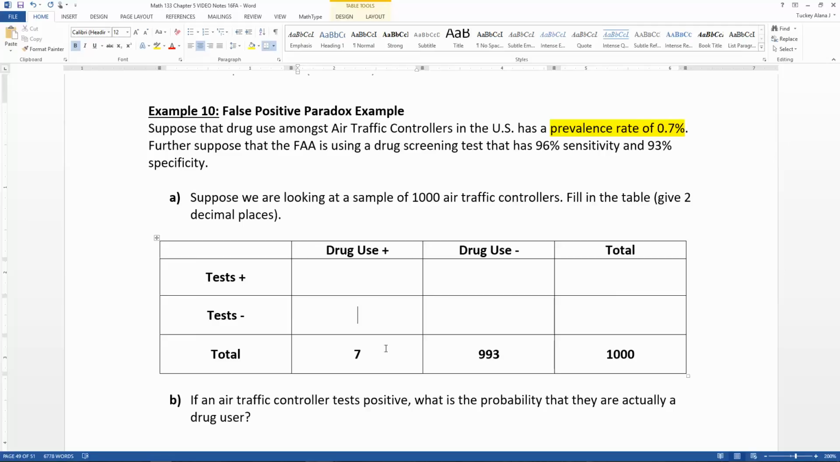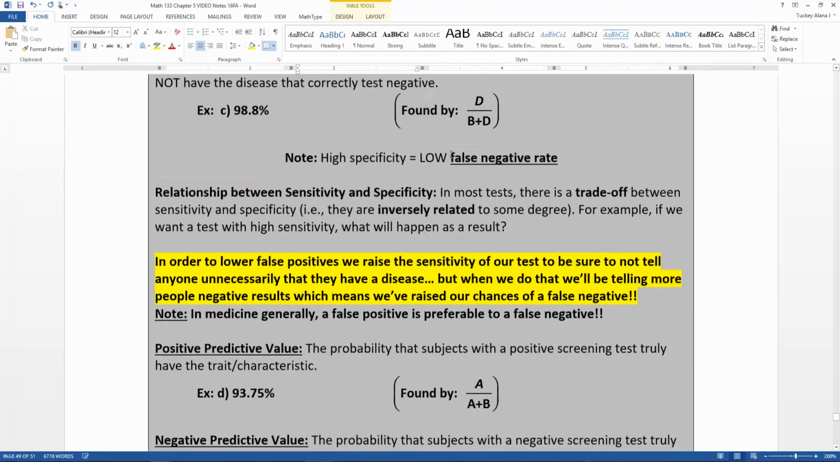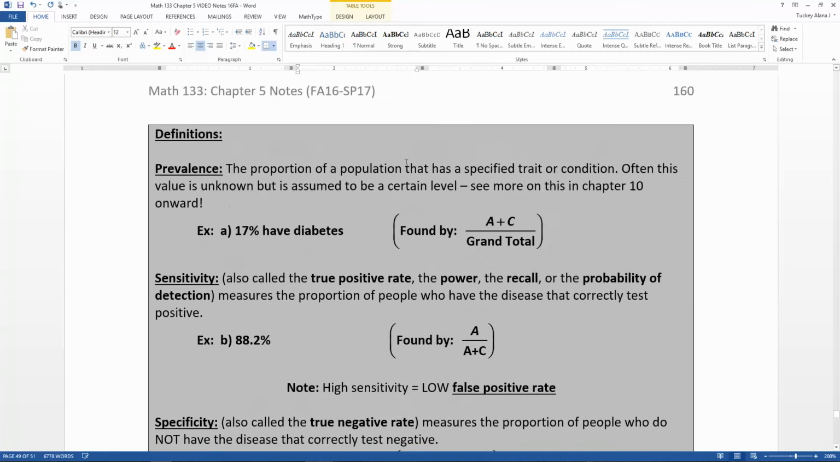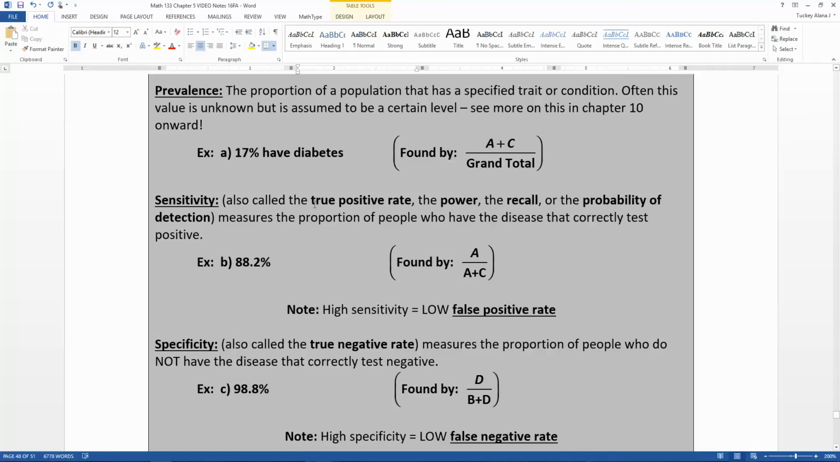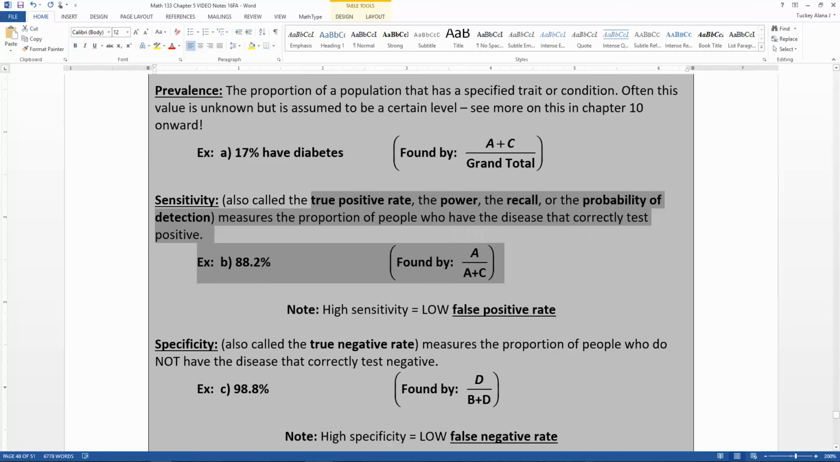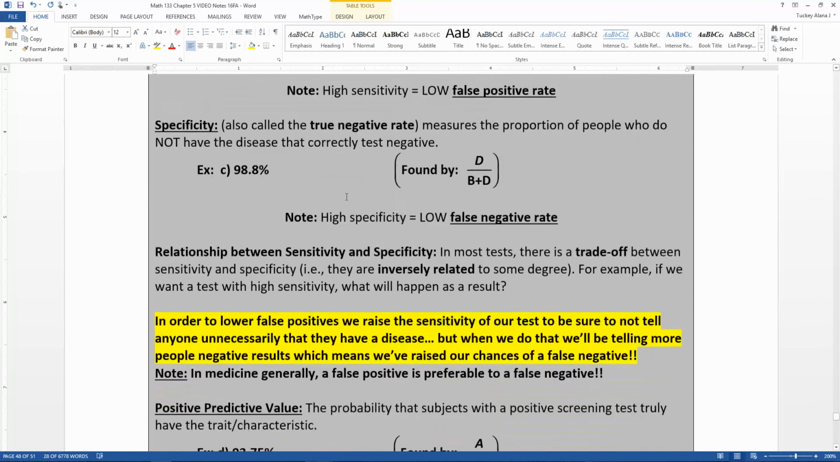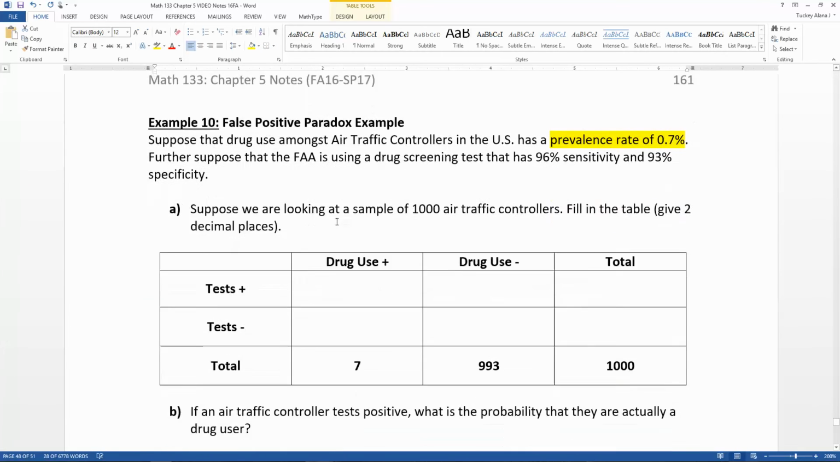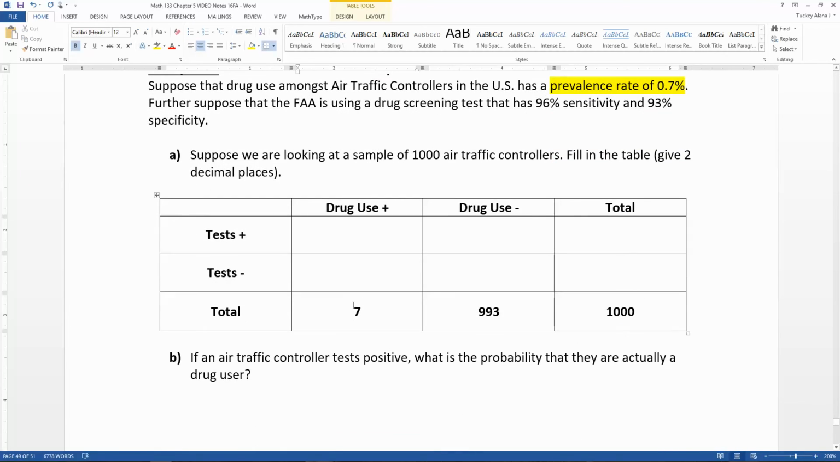Okay, so now remember that the test had a 96% sensitivity. Now, sensitivity, let's go back here and look at it. Sensitivity is the true positive rate, right? So it's A divided by A plus C. Okay, well, I already know what A plus C is. A plus C is 7. It's right here, right? I mean, if it makes you happy, you can write it that way. A plus C is going to be 7.